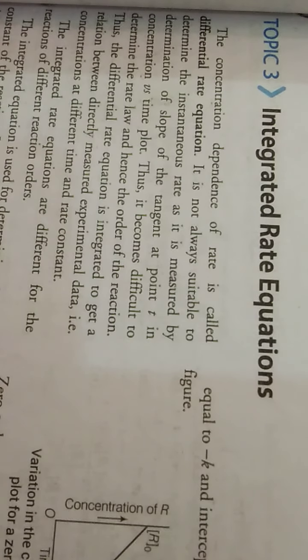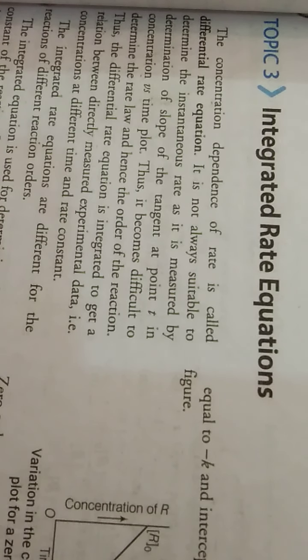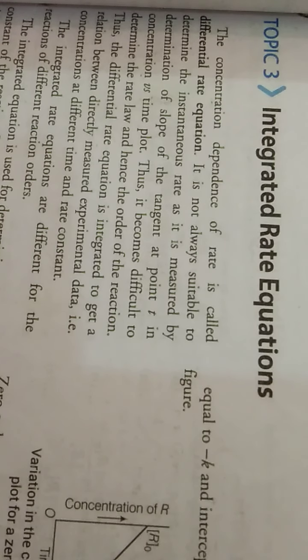Now children, whenever we find out the instantaneous rate of any reaction, we plot a graph of concentration versus time. This we have already done. So on plotting a graph of concentration versus time, we used to determine the slope of the tangent at point T.